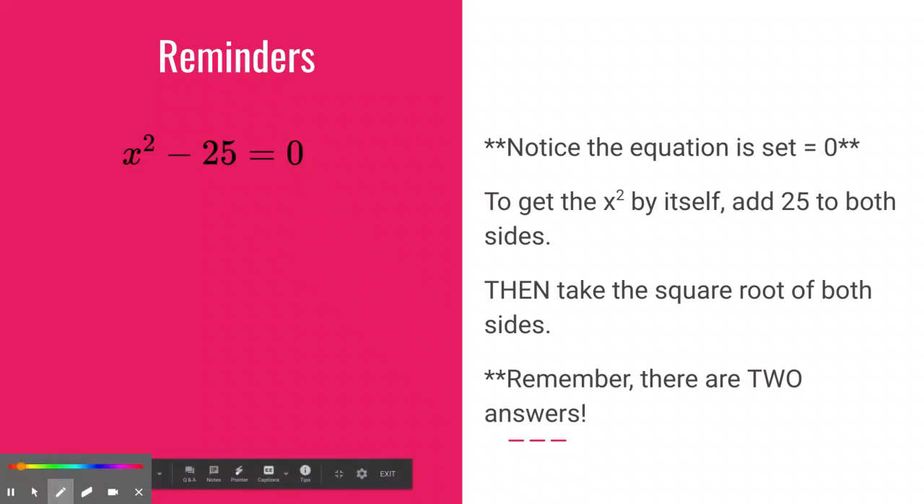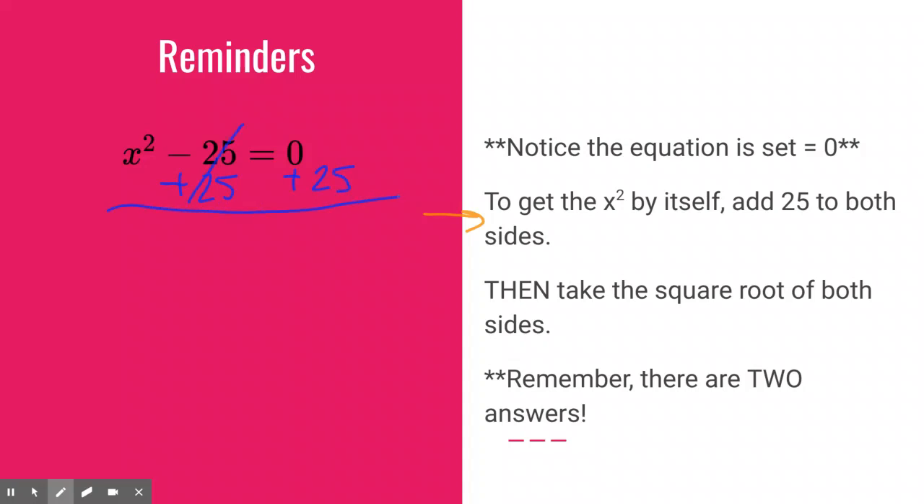First we have to get x by itself. In order to get x by itself, I have to get rid of this 25. By canceling out the negative 25, we can add 25 on both sides. So those will cancel out, and our new equation will be x squared is equal to 25.